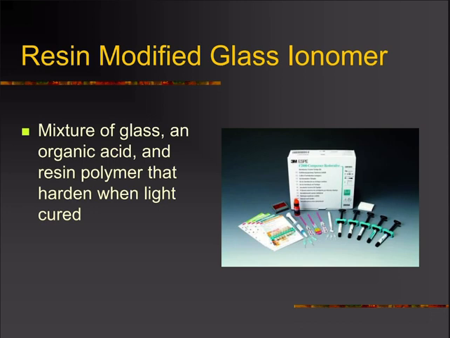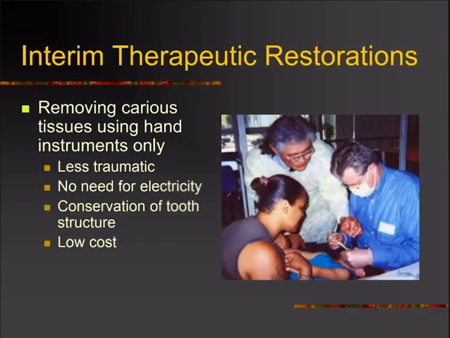Now coming to resin modified glass ionomer. As I told you, another modification is incorporating resin, so that we get the advantages of resin material as well as glass ionomer cement. Here it's a mixture of glass, an organic acid, and a resin polymer that hardens when it is light cured. Keep in mind that light curing only activates the resin, not the inactivated GIC. That's very important.